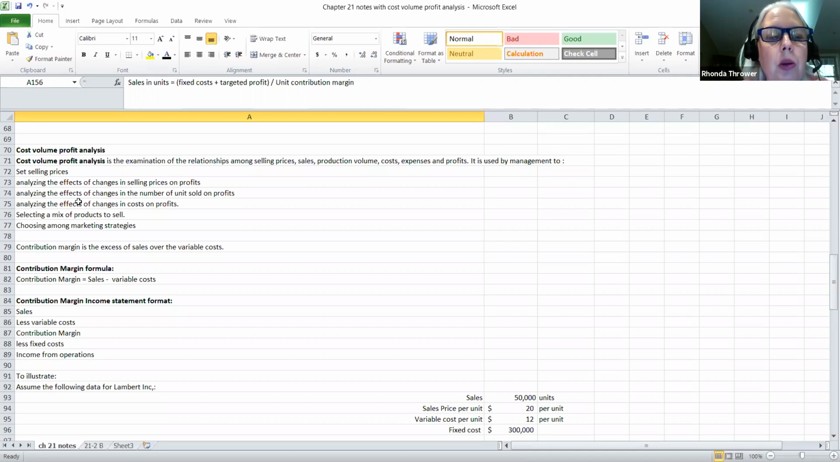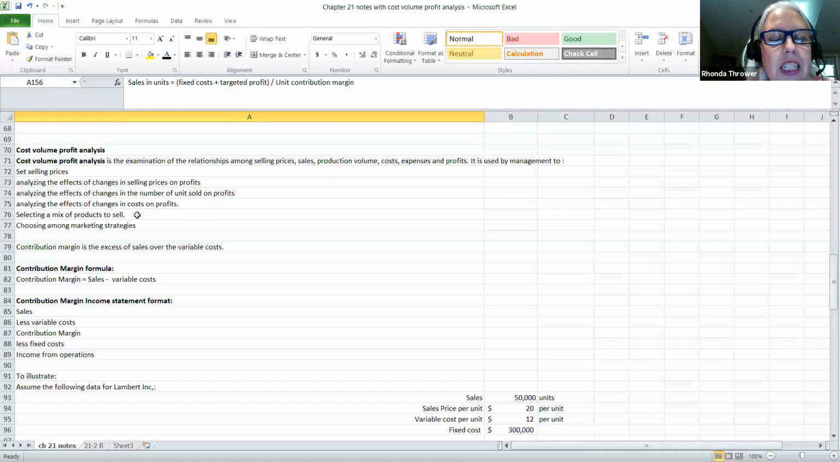It can help management in analyzing the effects of changes in the number of units sold on profits. So if we are anticipating a sales increase, we can see how that will affect our profits. If we are planning to sell more units, we want to look at how that affects the company's operating income or profits. And it also helps management by analyzing the effects of changes in cost on profits.